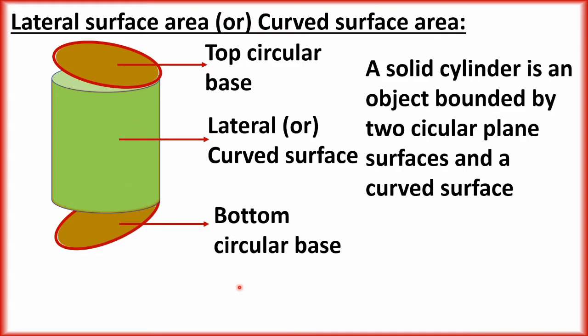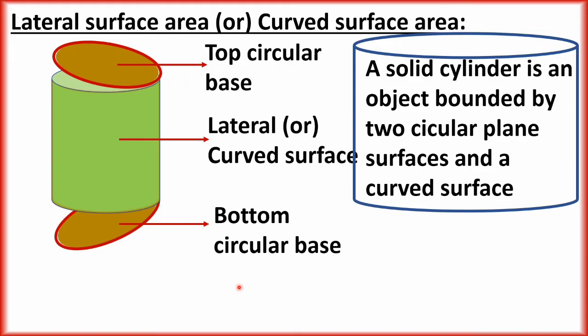Solid cylinder. A solid cylinder is an object bounded by two circular plane surfaces and a curved surface. This cylinder is known as a solid cylinder. It is an object bounded by two circular plane surfaces and a curved surface.